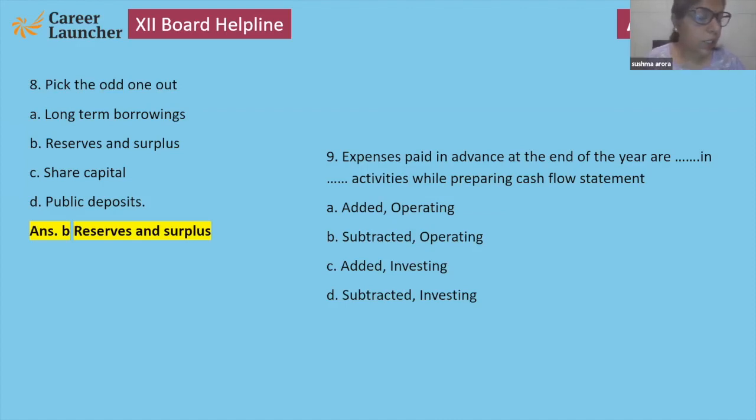Now we are on the next question. Expenses paid in advance at the end of the year are dash in activities, dash in dash activities while preparing cash flow statement. So expenses paid in advance are prepaid expenses, okay, that will be in operating activity, added in operating activity.